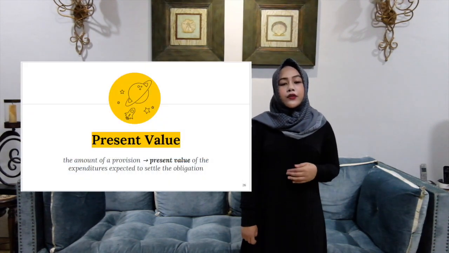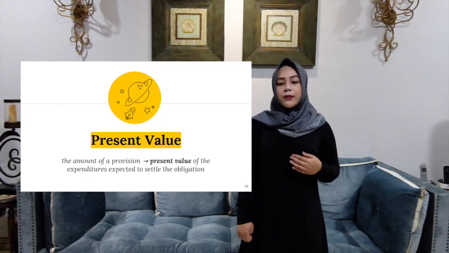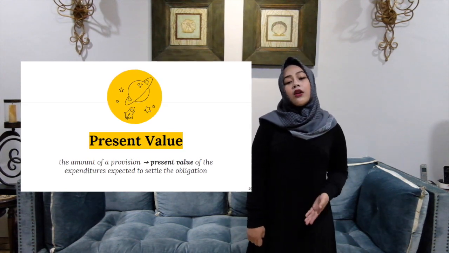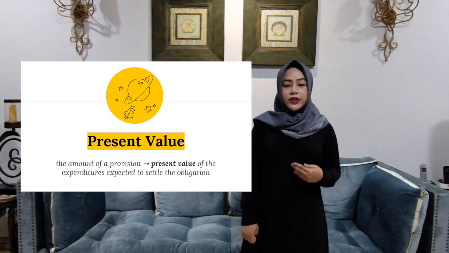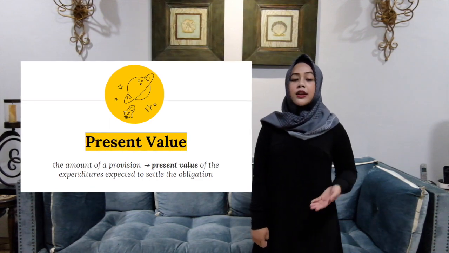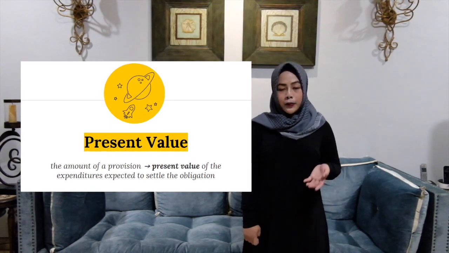For example, if the projected costs of a particularly adverse outcome are estimated on a prudent basis, the outcome is not then deliberately treated as more likely than what is real. The next one, I'm going to elaborate about present value in measurement. If the effect of the time value of money is material, the amount of a provision shall be the present value of the expenditures expected to settle the obligation.